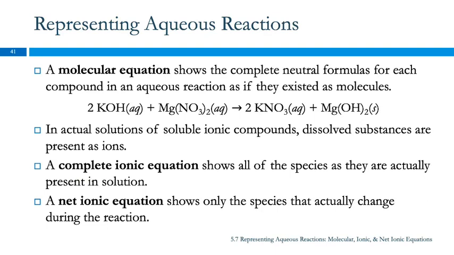So a complete ionic equation is going to show all of the species, and here species just means a particular substance, like an ion or a molecule or a compound, all of the species as they're actually present. So potassium hydroxide, aqueous, is actually present as potassium ions and hydroxide ions separate from each other. And so in the complete ionic equation, we're going to show that. And we'll get to examples on the next slide. The net ionic equation shows only the species that actually are involved in the chemical reaction, only the things that change.